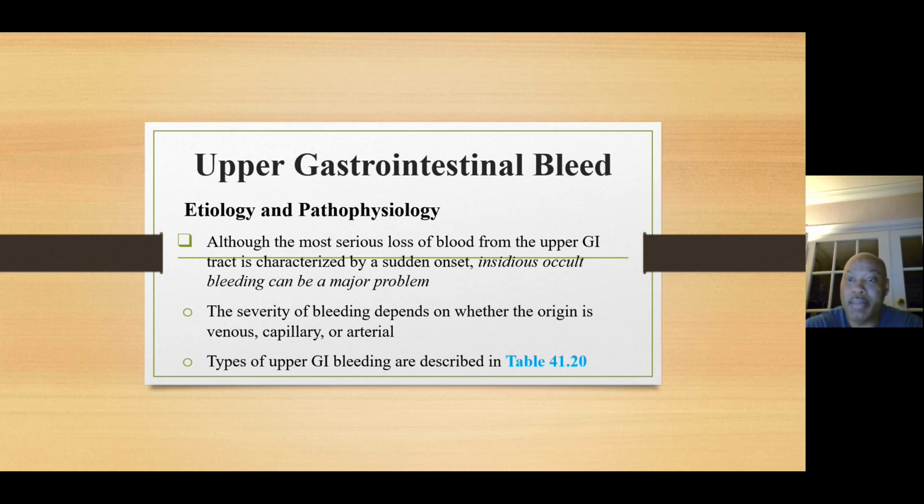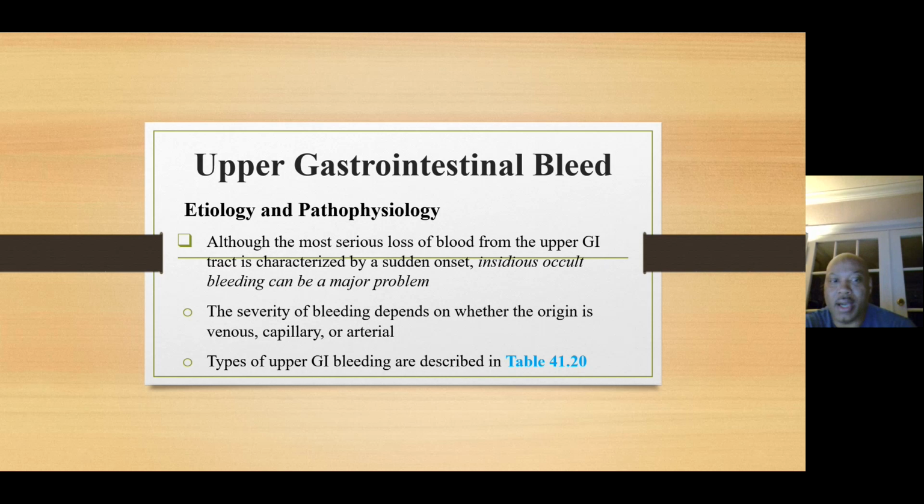Because it has not been in contact with gastric hydrochloric secretion. Once that hydrochloric acid gets a hold of the blood, then it won't be bright red at that point. Now, in contrast, the coffee ground vomitus means that the blood has been in the stomach for some time. All right. And so, time enough for the hydrochloric acid to work on it.